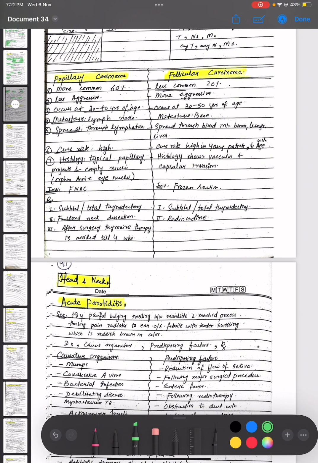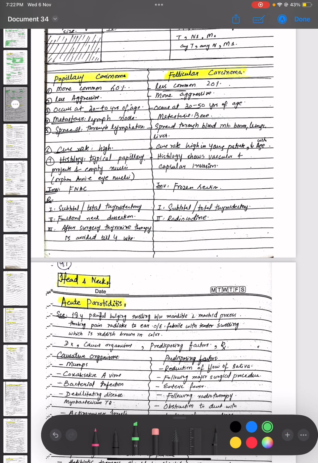The papillary carcinoma spread is through lymphatics, while the follicular carcinoma spread is through blood into bones and lungs and liver. The papillary carcinoma cure rate is high, while the follicular carcinoma cure rate is high in young patients and decreases with age. In papillary carcinoma, histology shows typical papillary projections and empty nuclei, while in follicular carcinoma, histology shows vascular and capsular invasion.